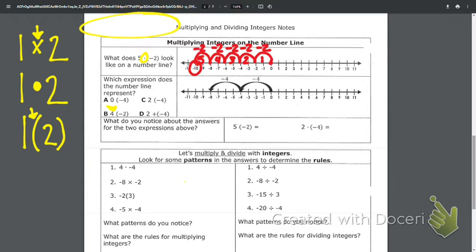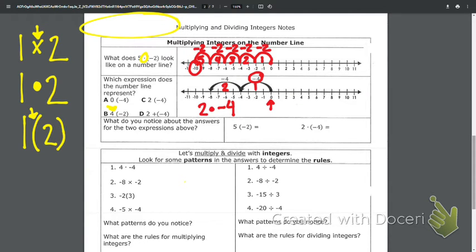Let's look at this second example. It says, which expression does this number line represent? Well, they started at 0, which is a good thing. And then they have 1, 2 groups, so it's going to be 2 times something. And the amount that they're moving each time is -4.